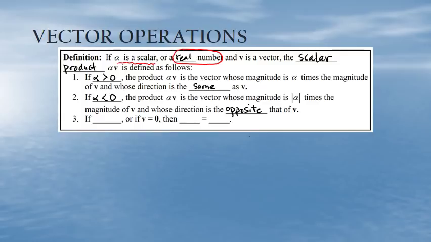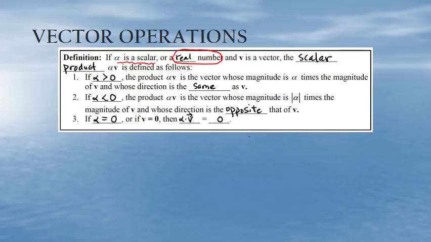So on the previous slide we talked about what putting a negative does. It just moves the vector in the opposite direction. So if we had, let's say, negative 2, the vector would still be twice as long, but it would be twice as long in the opposite direction. And then finally the third one, if the scalar is equal to 0, or if v equals 0, then we can say that alpha times vector v is equal to 0.